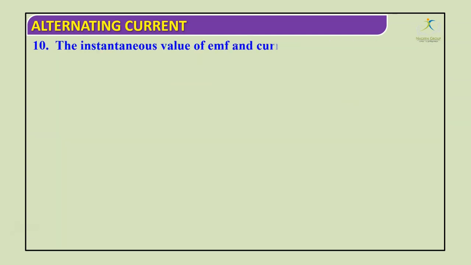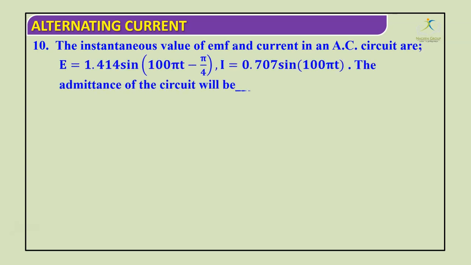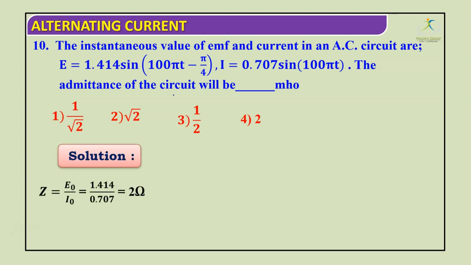Next question we have: the instantaneous value of EMF and current in an AC circuit are this and this. The admittance of the circuit will be: 1 by root 2, 1 by 2, and 2. Let's see the solution part. So Z is equals to E naught by I naught. We just put this value and got the result 2 ohm, and admittance will be 1 by Z. So this will be 1 by 2 ohm.